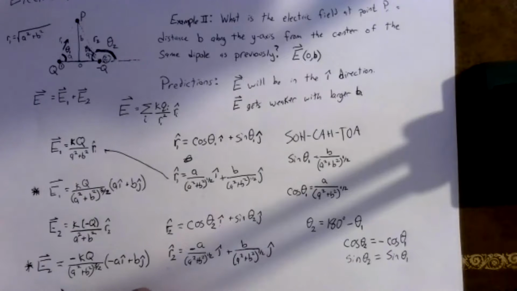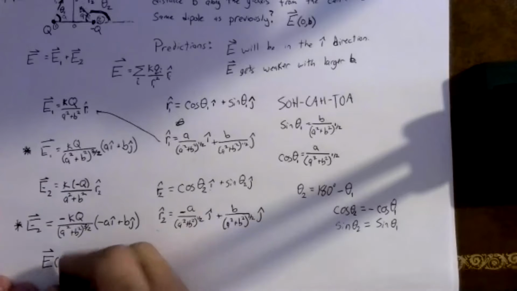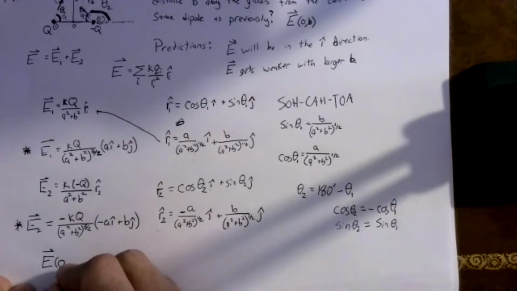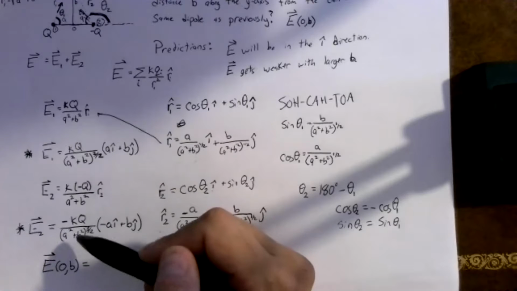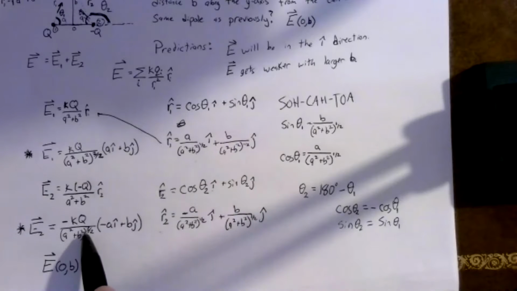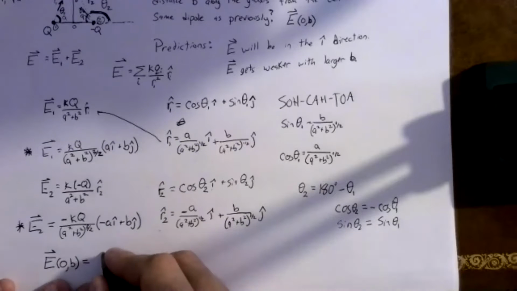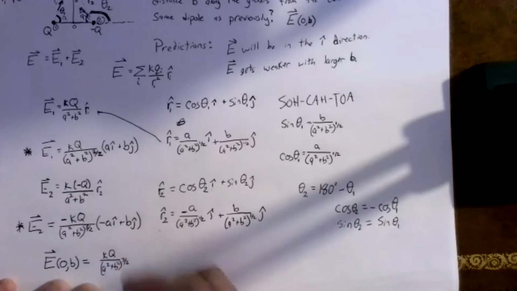So our electric field, and I'll write this out, just remember the electric field we can find at any point whatsoever. We're really looking for the electric field at the point 0B. So that's going to equal, now when we add these two together, what terms do we have left? We're going to have a KQ over A squared plus B squared to the 3/2. Oh, so you're going to have two of the BJ's and no I's.